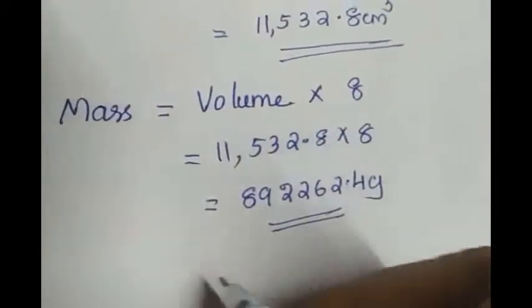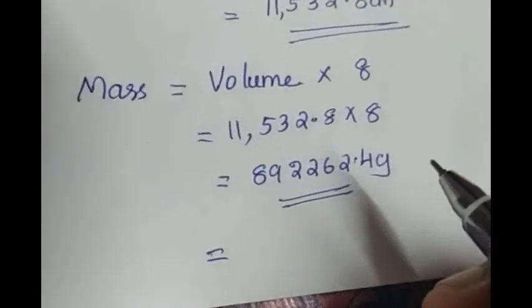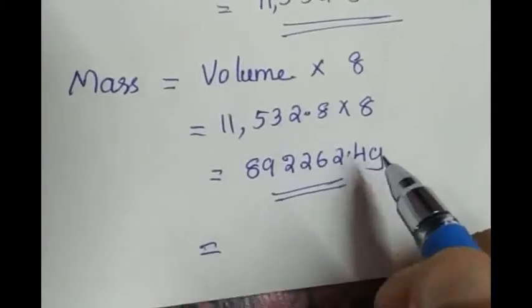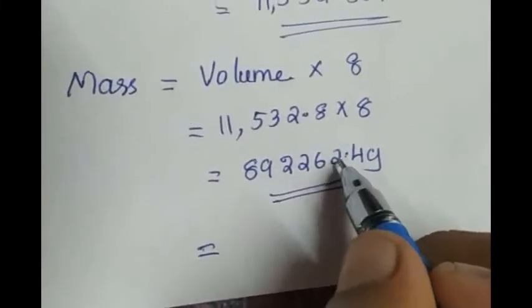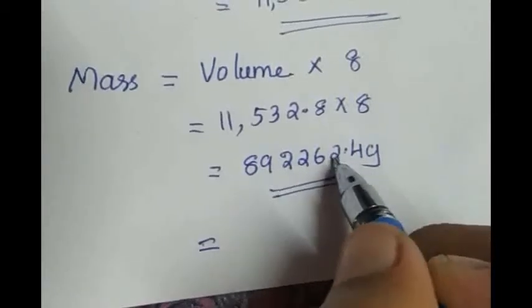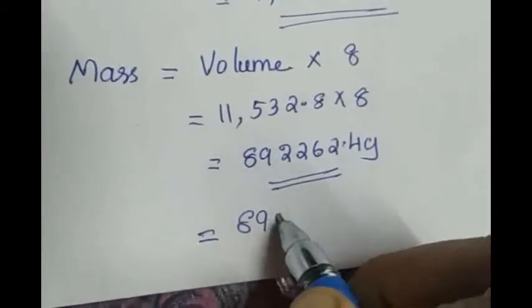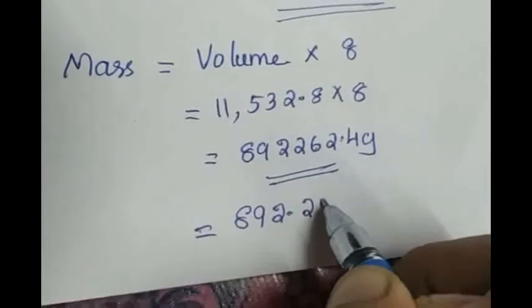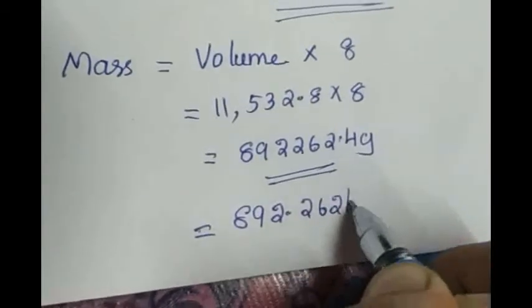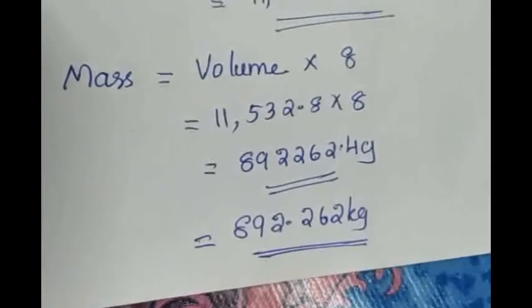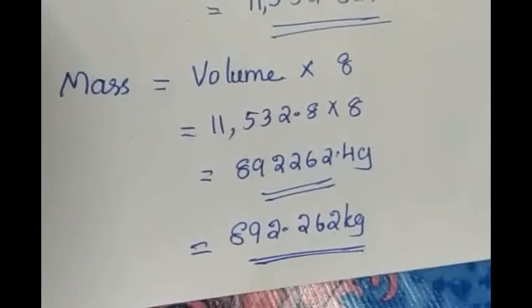If I need to convert this into kilogram, what should I do? I should divide the number with the 1000. So I have to change the number 3 places to the left. 1, 2, 3. So what we are getting is 892.262 and the unit will be kilogram. Okay, 892.262 kilogram.